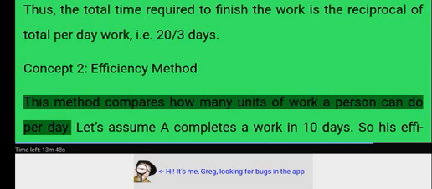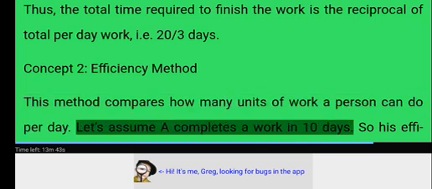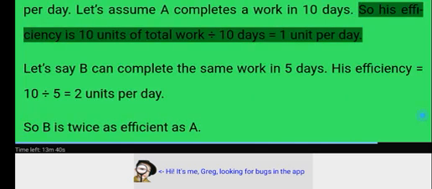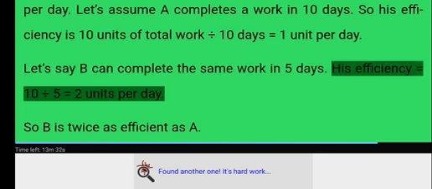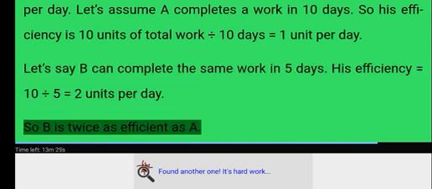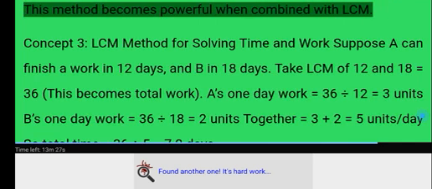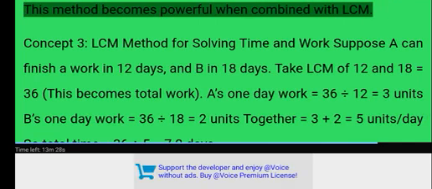Concept 2. Efficiency method. This method compares how many units of work a person can do per day. Let's assume A completes a work in 10 days. So his efficiency is 10 units of total work divided by 10 days equals 1 unit per day. Let's say B can complete the same work in 5 days. His efficiency equals 10 divided by 5 equals 2 units per day. So B is twice as efficient as A. This method becomes powerful when combined with LCM.